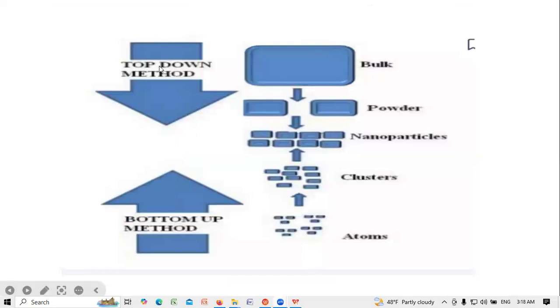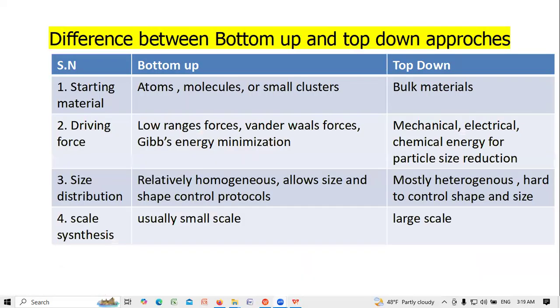See, the top-down method and the bottom-up method. This is the bulk. Bulk is broken down into powders, which again break down into nanoparticles. And these nanoparticles can also break down into clusters, and also into atoms or molecular form. And just the opposite, in the case of bottom-up, the atoms or molecules join together into cluster form, and clusters are synthesized into nanoparticles, and again synthesized into powder. This is again synthesized into bulk material in the case of the bottom-up approach.